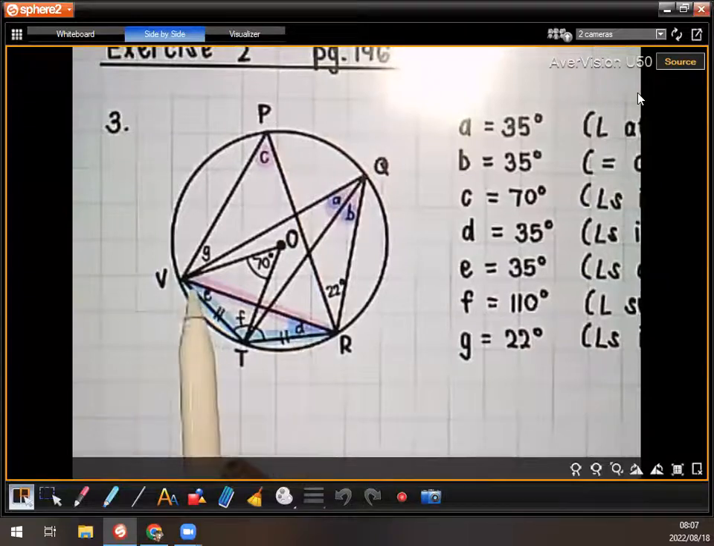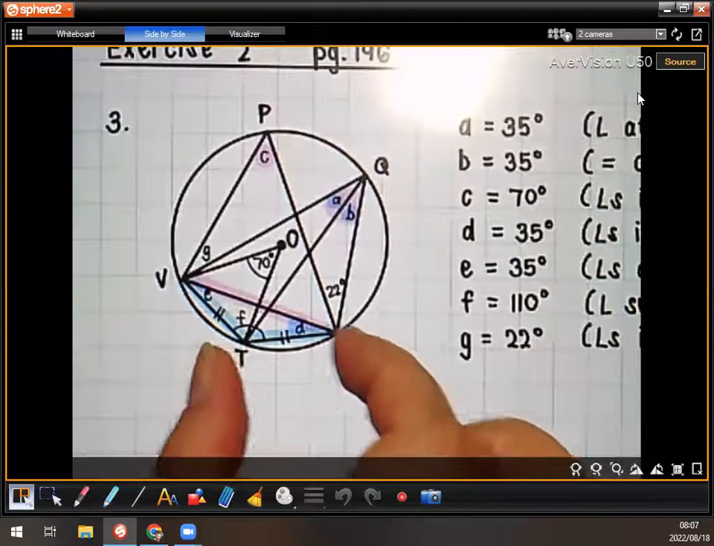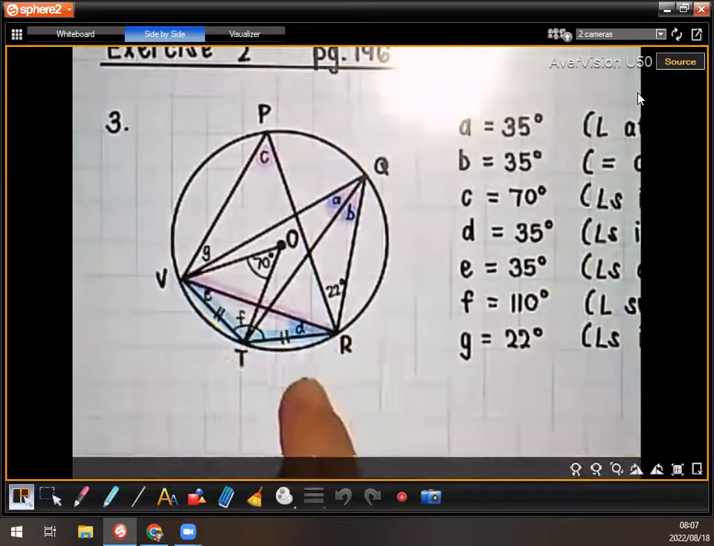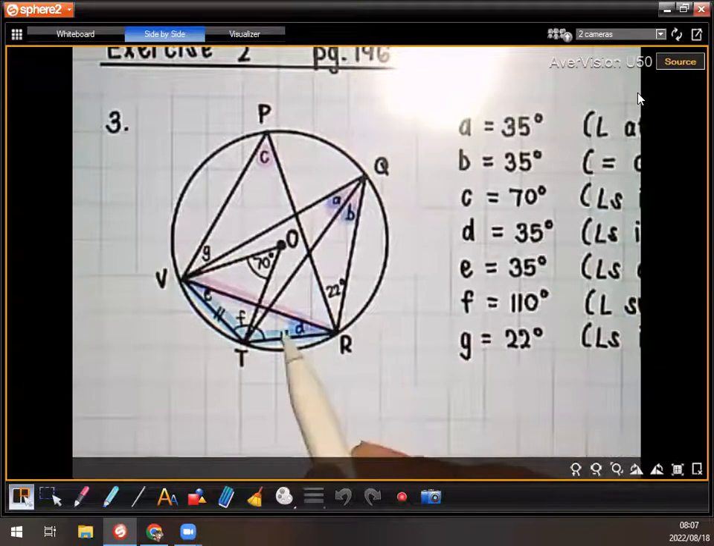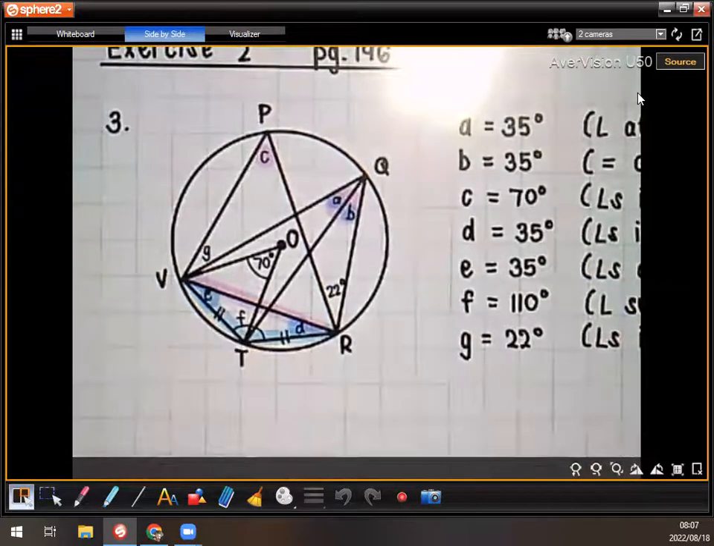But guys, for E, you're also going to say the equal chords, equal angles. Because E is subtended by TR, which is equal to it. So you could have used equal chords, equal angles for that one, or just angles opposite equal sides.